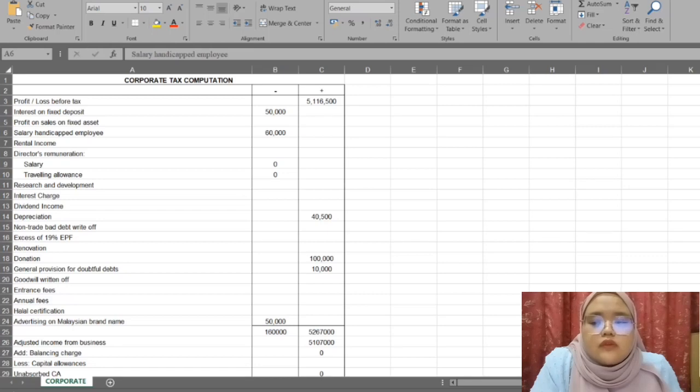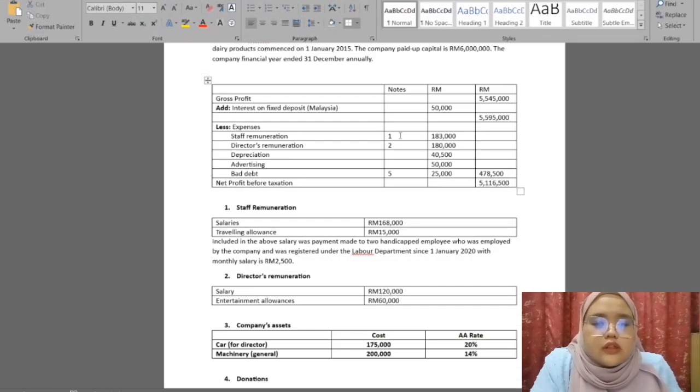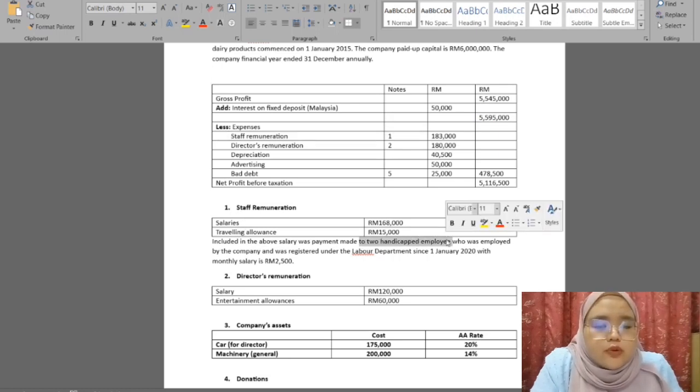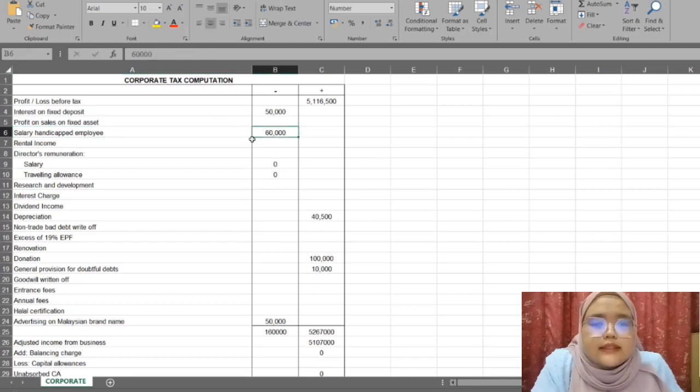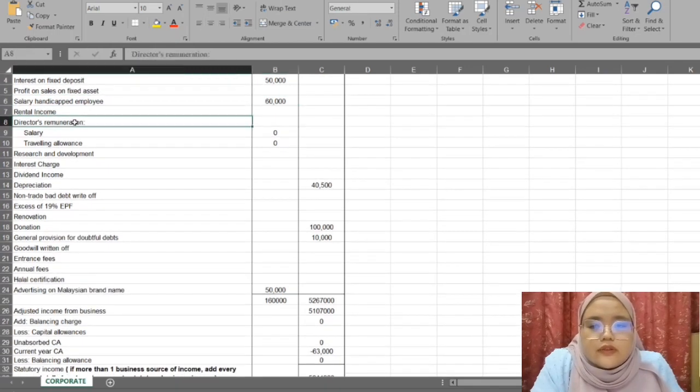Next is salary for handicapped employees. For this, we need to see the notes to account for staff remuneration. It says here, note number 1, that included in the above salary is payment made to 2 handicapped employees who were employed by the company and registered under the Labour Department since 1 January 2020, with a monthly salary of 2,500 ringgit. So 2,500 ringgit times 2 employees times 12 months, because the employees started work from 1 January. So the amount is 60,000.